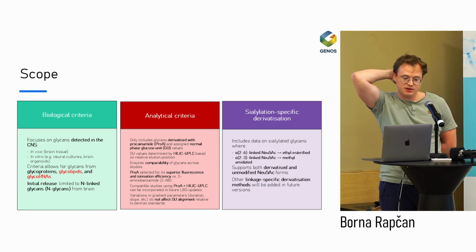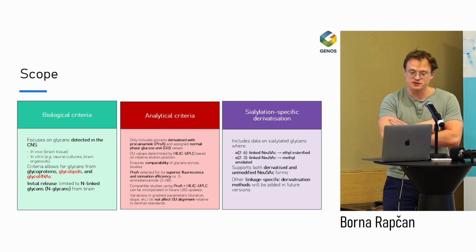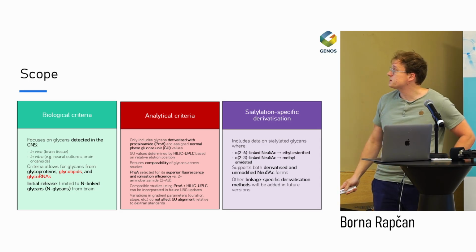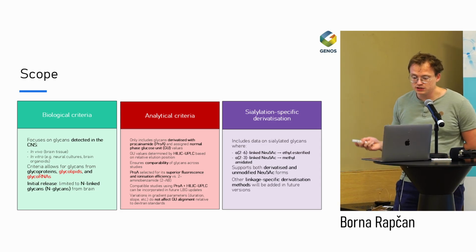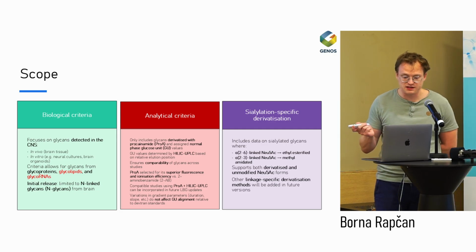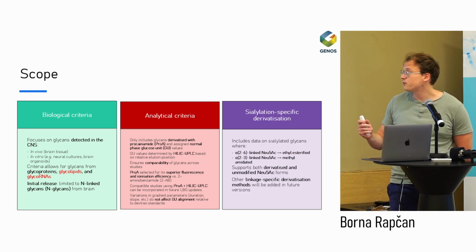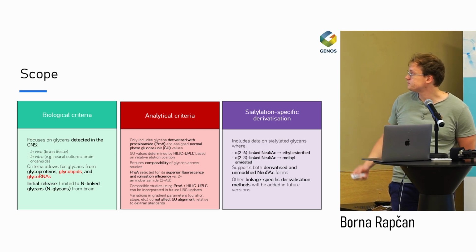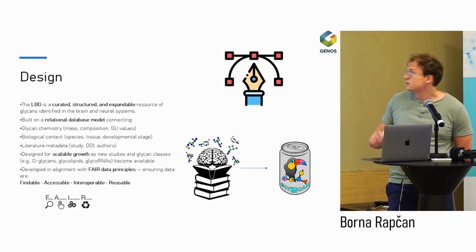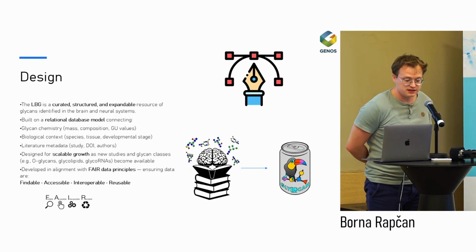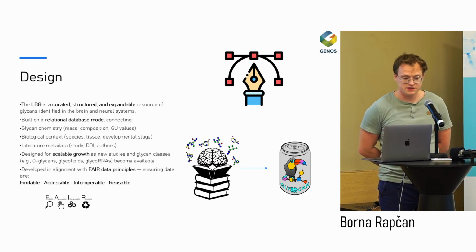Also, our database supports sialylation-specific derivatization. Here in our database, we currently have two examples: ethyl esterified and methyl amidated linkages for Neu5Ac. And that leads us directly into the design of the database.